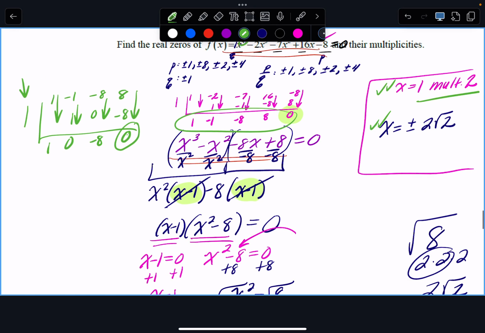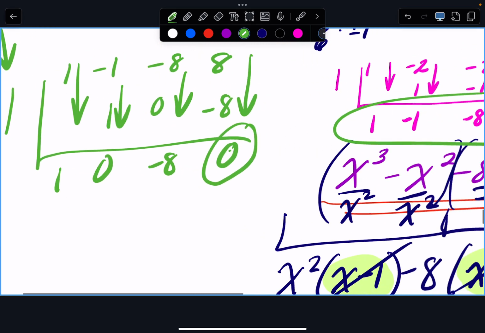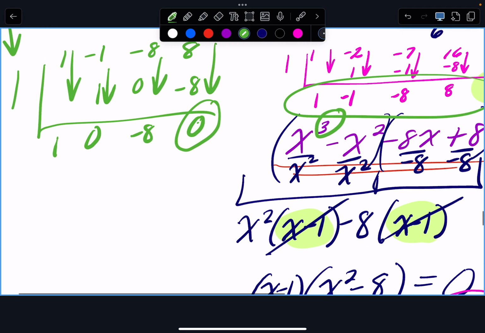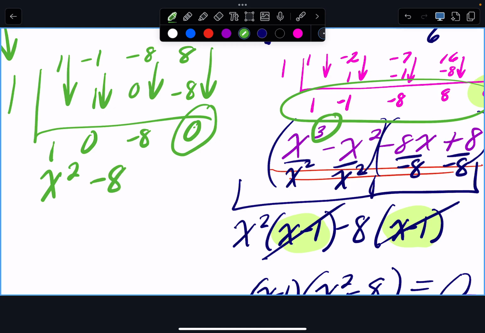So you would have had multiplicity of 2. You would have then said, think about this. We went from a power of 3 down to a power of 2, x squared minus 8. See, and we would end up with the same answer. Do you guys see? We'd then solve by adding 8, square rooting it. So it works out either way.